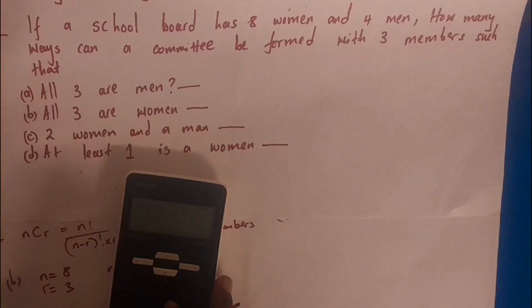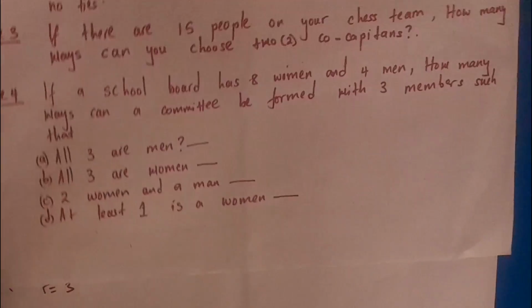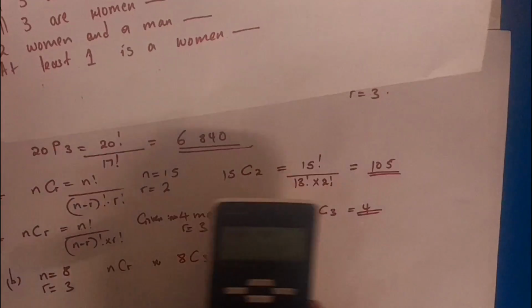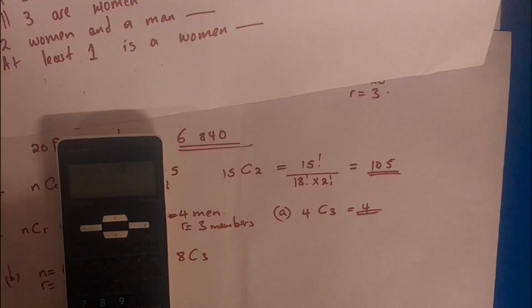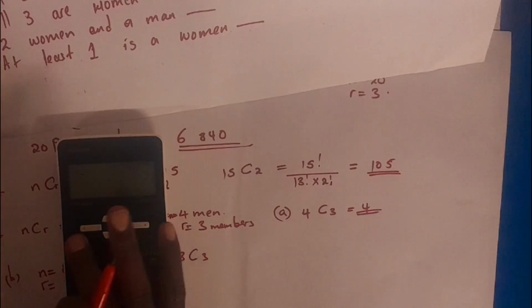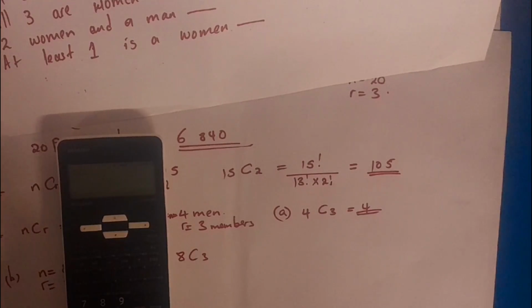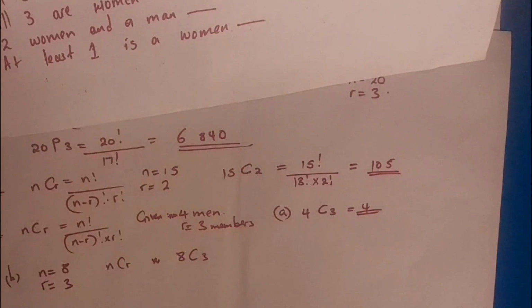So now we come again to our calculator. I will say 8, second function, then you press 5, 3. It's going to give us 56.